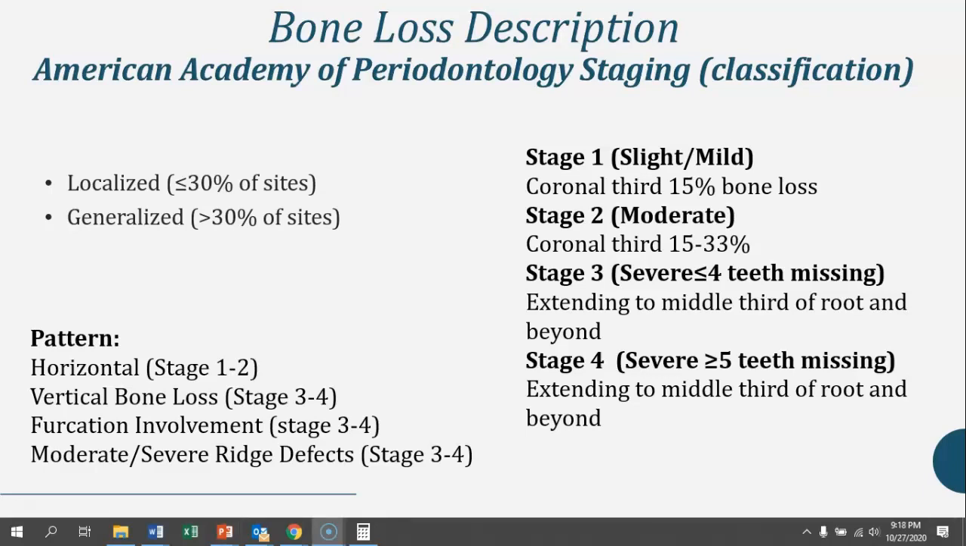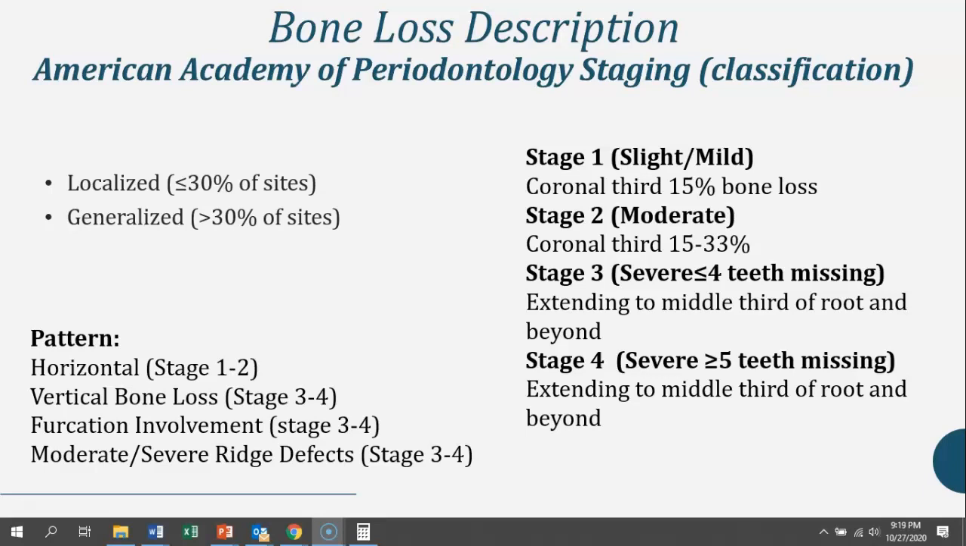So when we look at this new staging system, there are some things that have stayed similar or the same, and there are things that have changed. Some things that we still use are when we talk about how much disease is present, in terms of localized or generalized. It's fairly straightforward. If it's localized, there should be at or less than 30% of sites in the mouth. So if they have 30 teeth, then no more than 10 teeth should have any kind of evidence of periodontal disease.